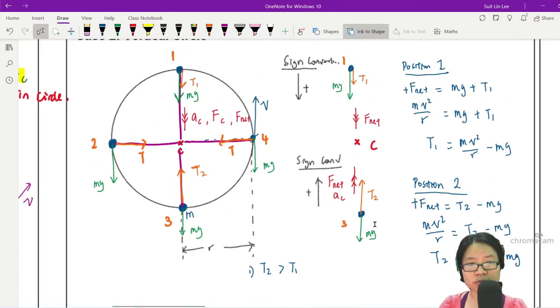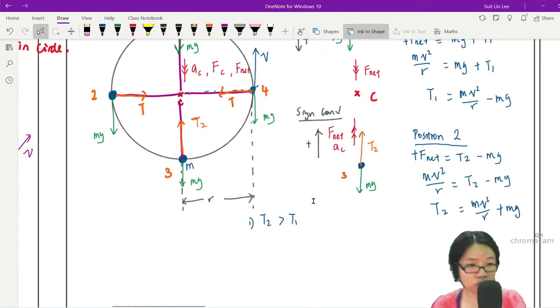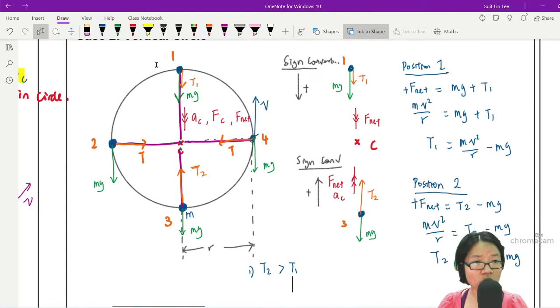Number one, I know T2 is bigger than T1. Number two, the tension in all the other places is actually still less than T2. Why do I call it position 2? Oh, sorry. This should be position 2.